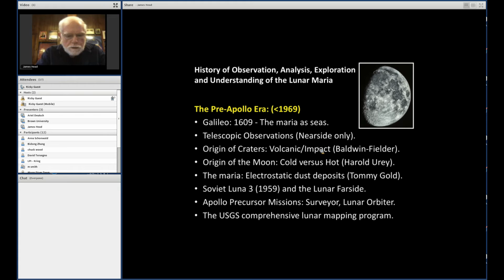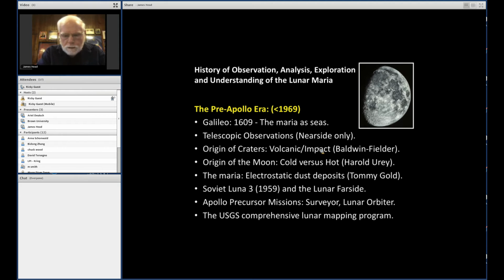So that debate continued on, and of course the origin of the Moon, was it accreted cold or hot? Harold Urey, a Nobel Prize winner, a famous geochemist, in fact one of the founders of essentially cosmochemistry, argued that in fact it accreted cold. And so there's lots of debates right up to the time of Apollo. The Mare were indeed thought by some people, particularly Tommy Gold, to be electrostatic dust deposits.